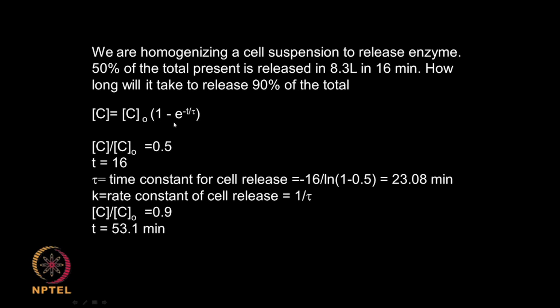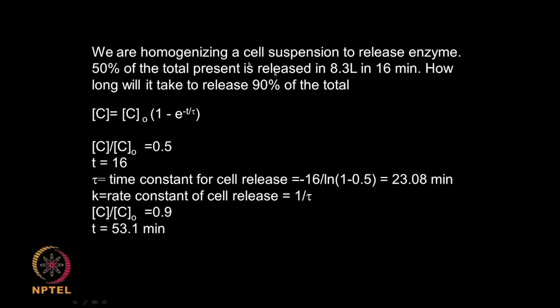So, we all know what is a first order model. C is equal to C naught 1 minus e power minus t by tau. C naught is your total concentration that is possible, t is the time, and tau we call the time constant or characteristic time, and so this is how a first order model looks like. Now, the problem says 50%, so C by C naught is 0.5, and in 16 minutes 50% is released, so t is 16. So, we substitute into this equation and we estimate tau, that is the time constant. So, very simple. We substitute all these and we end up with the time constant of 23.08 minutes.